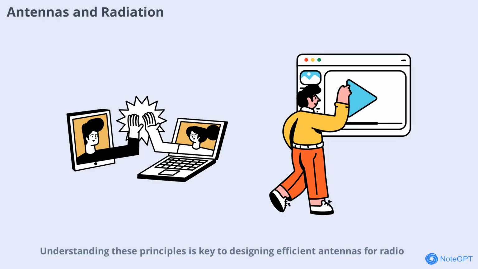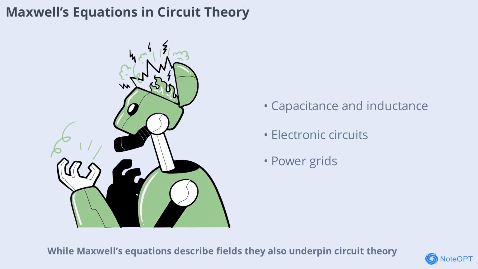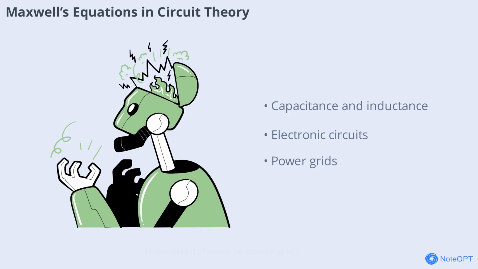Understanding these principles is key to designing efficient antennas for radio, television, and wireless communication. While Maxwell's equations describe fields, they also underpin circuit theory. Concepts like capacitance, inductance, and resistance are all rooted in the behavior of electric and magnetic fields. Engineers use simplified versions of Maxwell's equations to analyze and design electronic circuits, from smartphones to power grids.